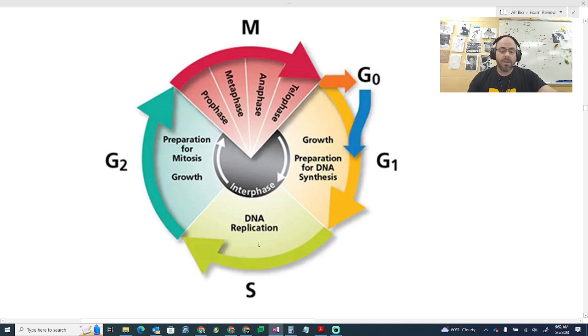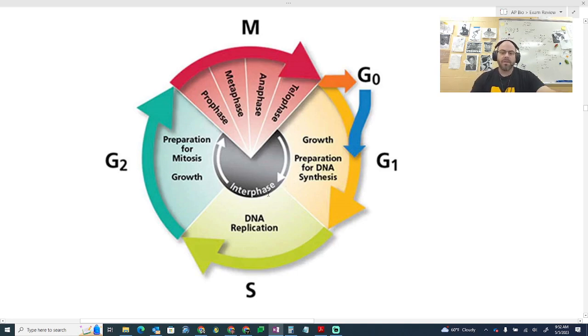But if a cell is going to divide, it's going to have to go through S phase, which is DNA replication. I always tell my students that the G stands for growth. It doesn't. I believe it stands for gap, but we're just going to pretend it stands for growth because that's what's happening. And then S phase, synthesis of DNA. DNA is replicated at the end of the S phase. You have 2 copies of the DNA. Why would you do that?